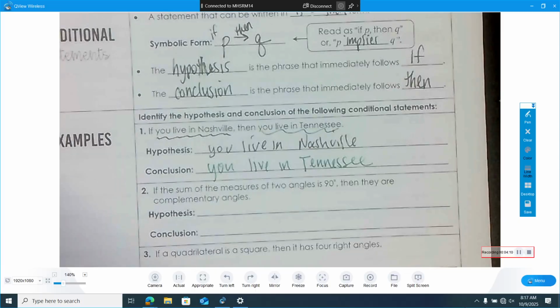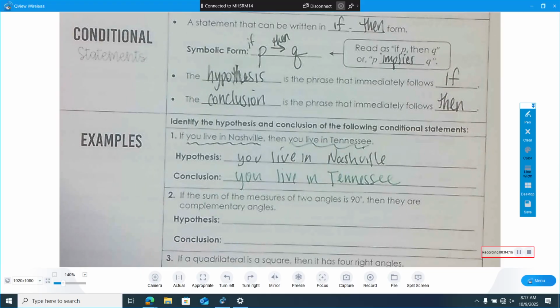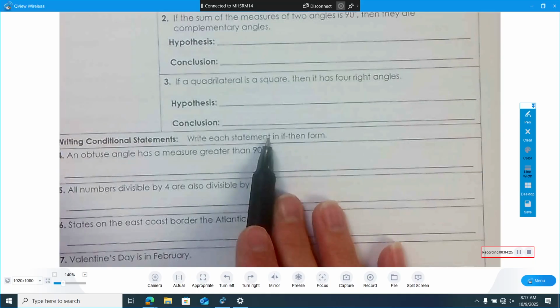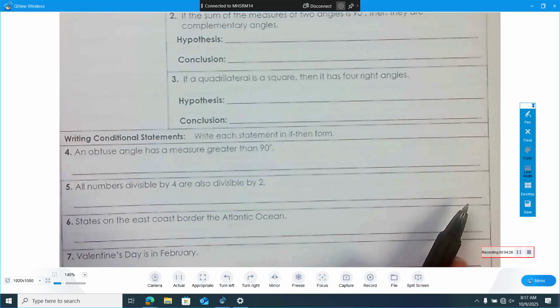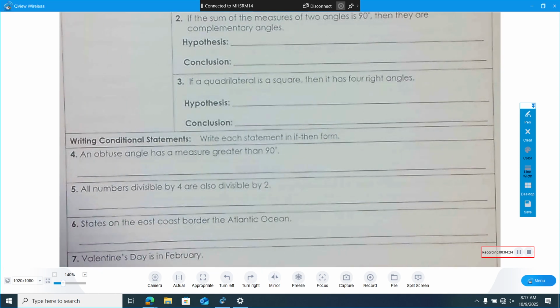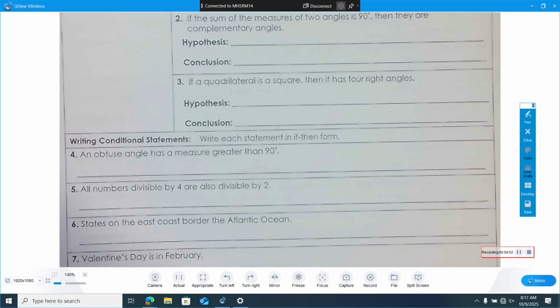All right. So what's important about these conditional statements is that some things are not written in an if-then form. And so we want to be able to write each statement in if-then form. You can see an obtuse angle has a measure greater than 90 degrees. Do you see an if and then in there? No, but it is an implied conditional statement. And so we want to rewrite it in if, comma, then form, okay? So how could we rearrange this statement and make it an if, comma, then conditional?